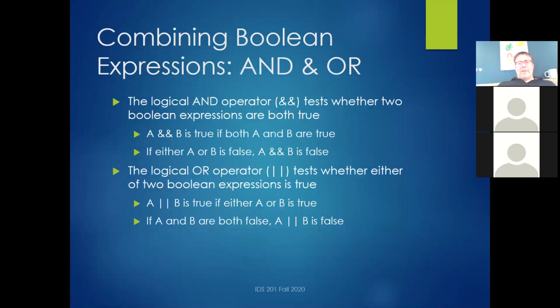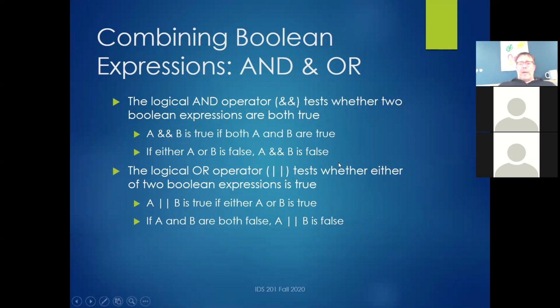But the and and or is a little tricky. That tends to cause people some trouble, trips people up. So there's and, or. The and operator, which is two ampersands, which is generally a shift 7, tests whether two Boolean expressions are both true. For example, if I have true and true, then true and true will resolve to true if they're both true. But if either one is false, then A and B is false. We'll talk about this in a second.